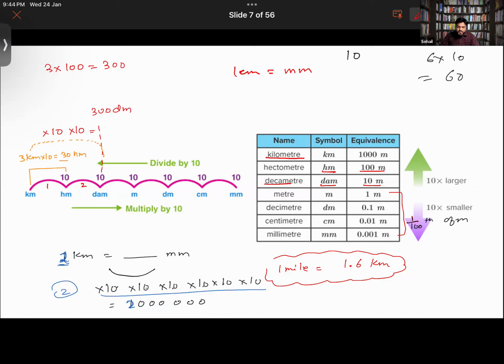So wherever you have to move in this scale, just count how many steps you are taking. With that many times, you have to multiply it with 10. Suppose you were to convert kilometer into decimeter. How many steps away is decimeter from kilometer? Count it. 1, 2, 3, and 4 steps. So what you will do, you will multiply 3 with 4 tens. 1, 2, 3, 4. Yes, 4 tens. Hope you are able to understand this. So you have this value in decimeter. So 3 kilometer in decimeter is 30,000 decimeter. Okay?